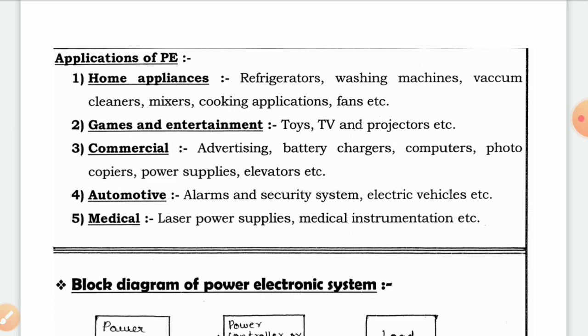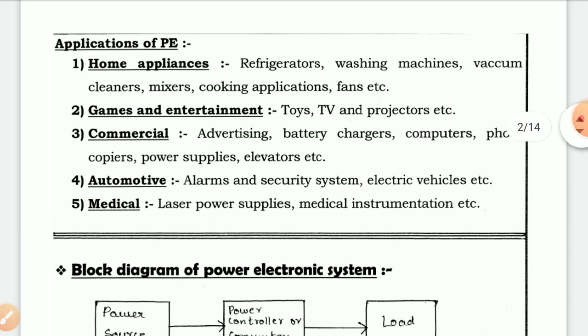Next comes the automotive applications. Automotive electronics applications means alarms and security systems, such as a burglar alarm or any security alarm. There you will find power electronic systems. And also in the case of an electric vehicle, without the power electronics, your electric vehicle system will not work.